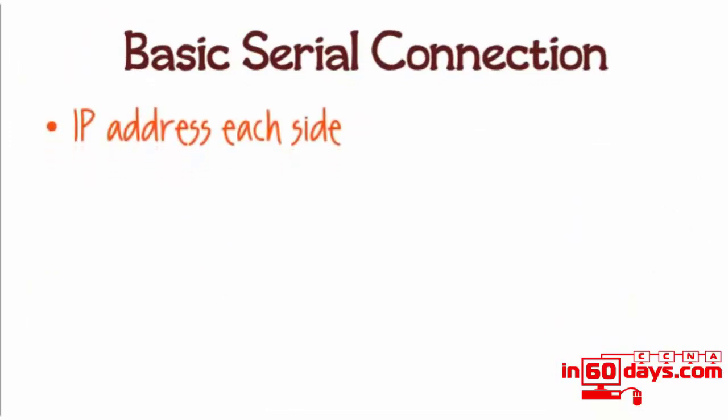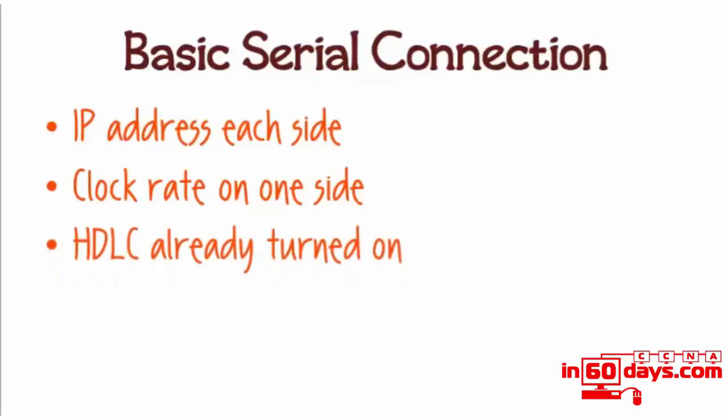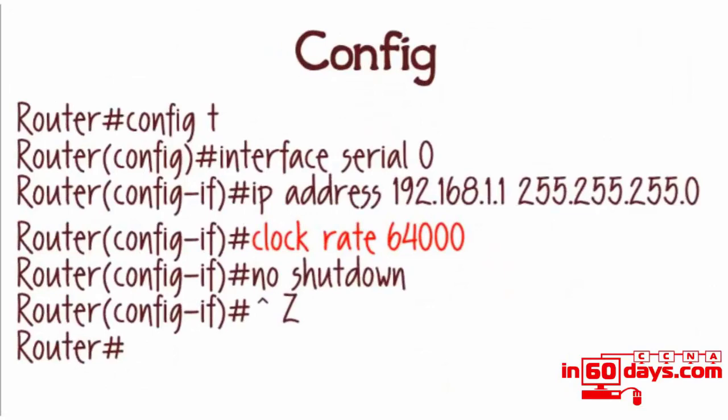You need to know how to configure a basic serial connection for the exam. All you really need is an IP address each side and a clock rate on one side. Again, you don't normally need to worry about the clock rate unless you're working for the ISP. For the Cisco exams though, they may ask you how you type in the clock rate command. You don't need to enable HDLC on Cisco routers on serial connections because it's on there by default. So here's a basic configuration just to get your serial interface up and working. I've added a clock rate command only because you need to know it if you've got a DCE cable connected to your router, say on your home network for example.